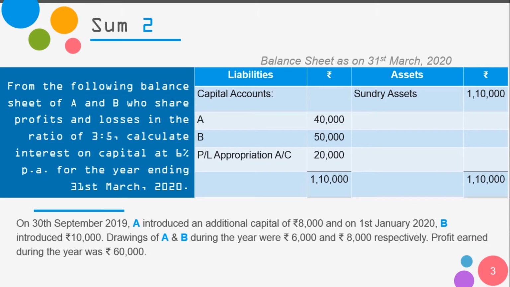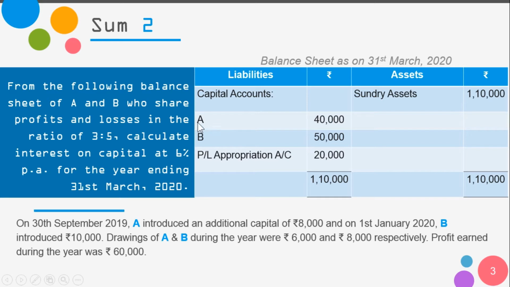This is the balance sheet of A and B who share profits and losses in the ratio 3:5, and we are required to calculate interest on capital at the rate 6% per annum for the year ending 31st March 2020. Let's see what we have in the balance sheet. We have capital accounts of A and B as on 31st March 2020, which is 40,000 and 50,000 respectively. We have PL appropriation balance of 20,000 and we have sundry assets worth rupees 1,10,000.